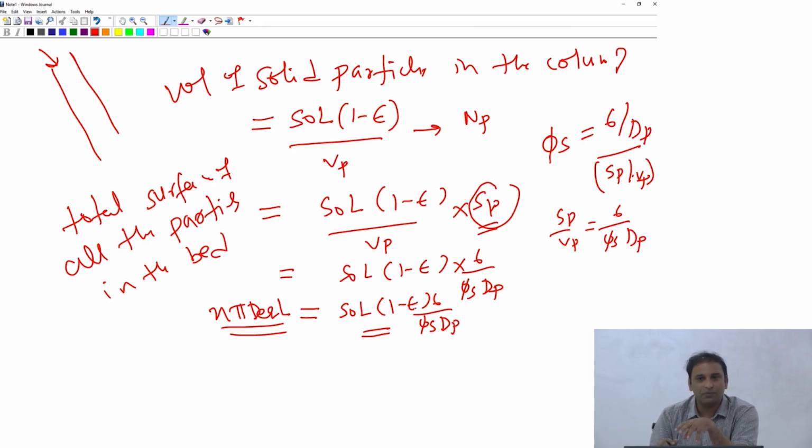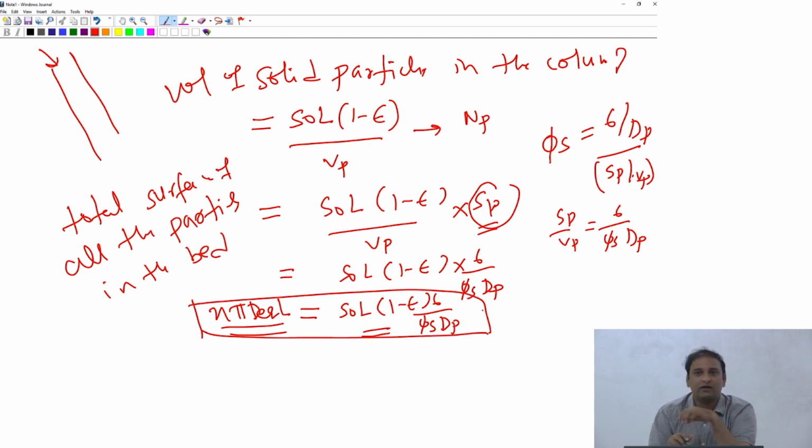Ideally there's some small correction as well, because if you have particles that are in contact, there's a small contact area that is not available. I'm basically neglecting that. If you assume that these are point contacts, with no significant reduction in the surface area because of them, this is a good approximation to say that the total surface area of all the channels in the bed is equal to the total surface area of all the particles in the column.